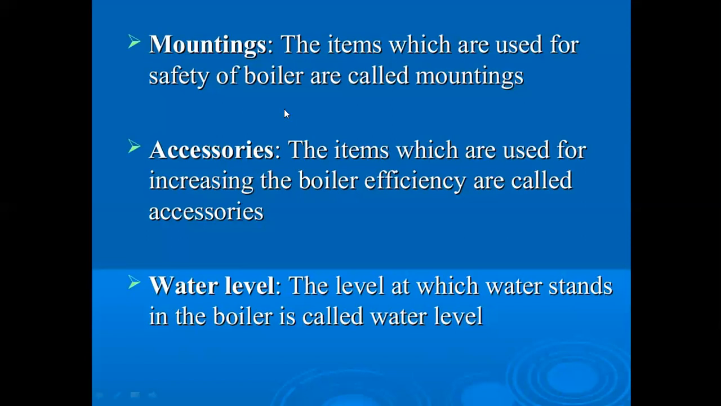Some boiler mountings: pressure gauge. What is the purpose of the pressure gauge? To indicate the pressure of steam generated. Water level indicator, to indicate the water level in the boiler. Then safety valve. The purpose of the safety valve is to allow the steam to escape if the steam pressure exceeds the safe limit. Then fusible plug. The fusible plug is a safety device to protect the boiler from overheating.